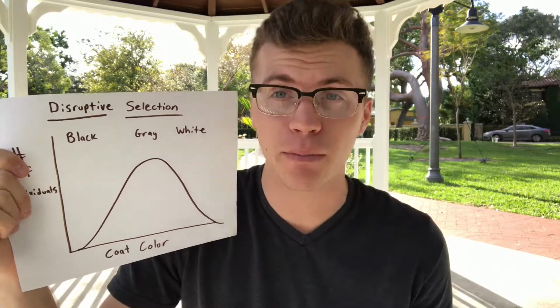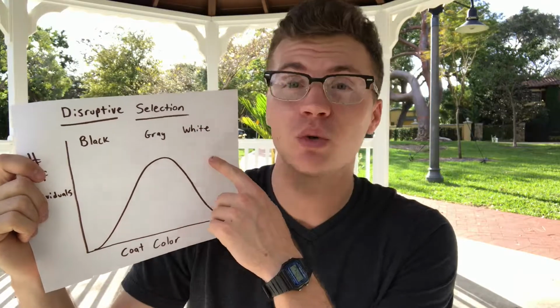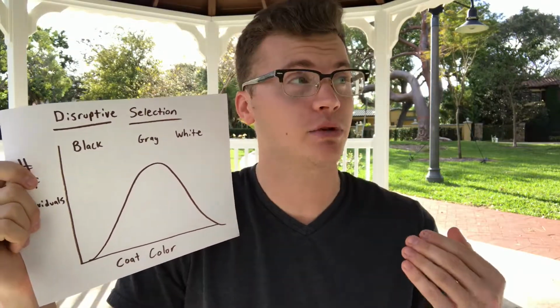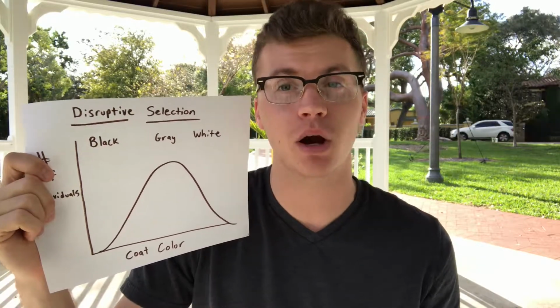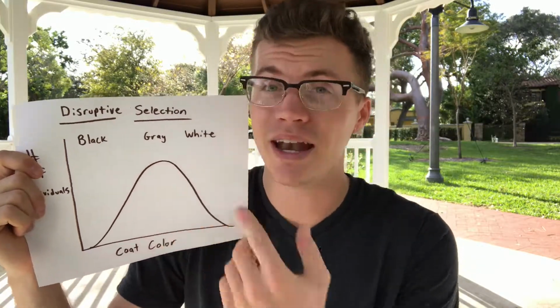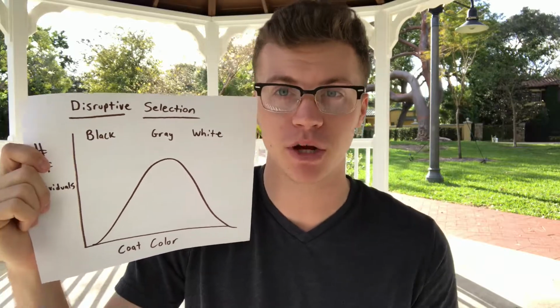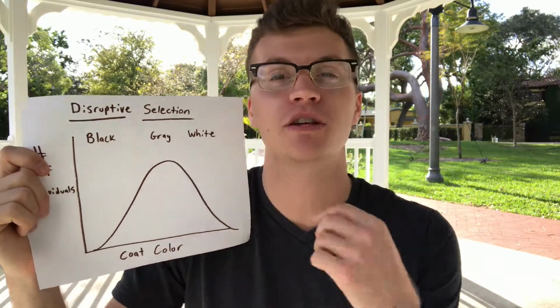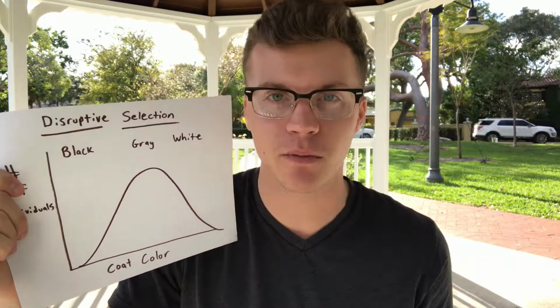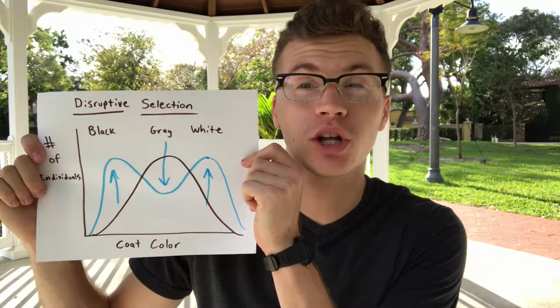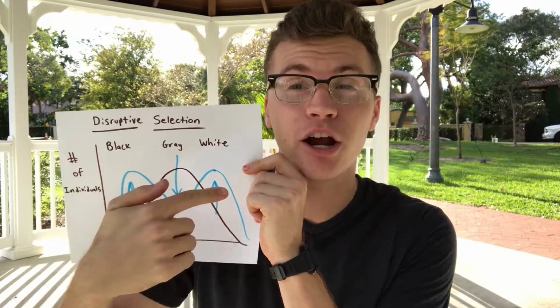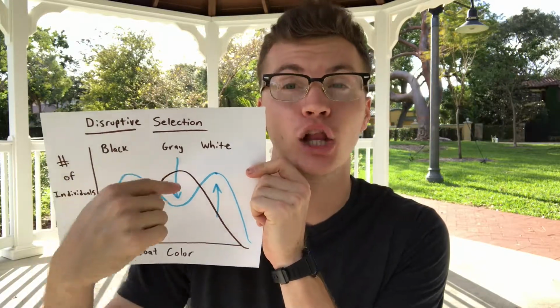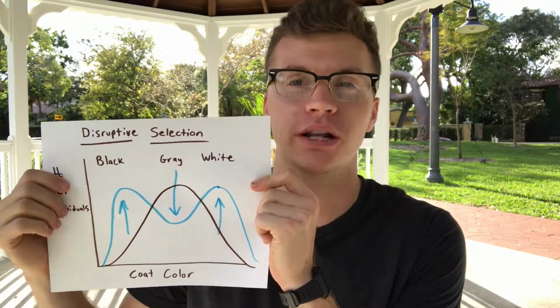So what tends to happen over time is the black and white individuals will be more successful, will be able to hunt more, live longer, reproduce more, so their offspring will increase in number, while the gray individuals will not eat as much, not reproduce as much, and their offspring will decrease, thus changing the dynamics of the population. Eventually the population would look like this, with a higher number of black-coated individuals, a higher number of white-coated individuals, and a lower number of gray-coated individuals.